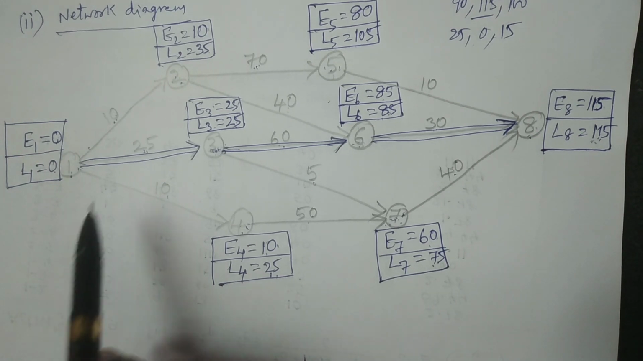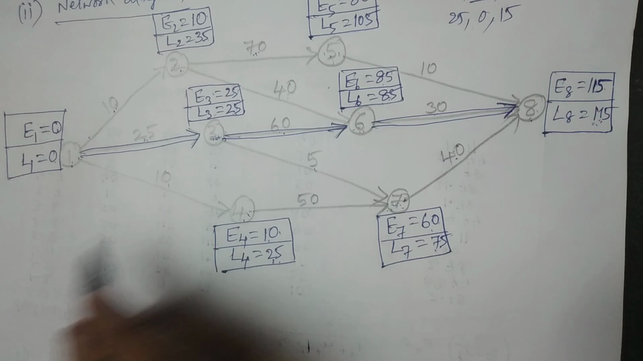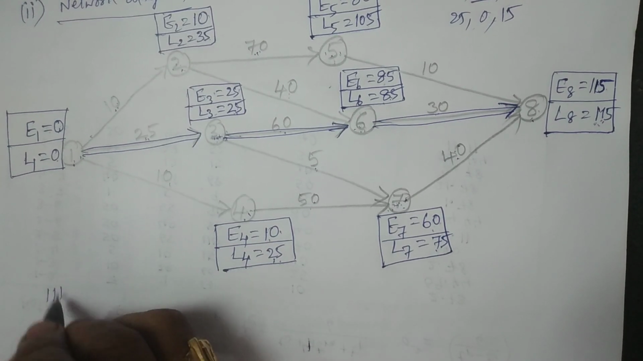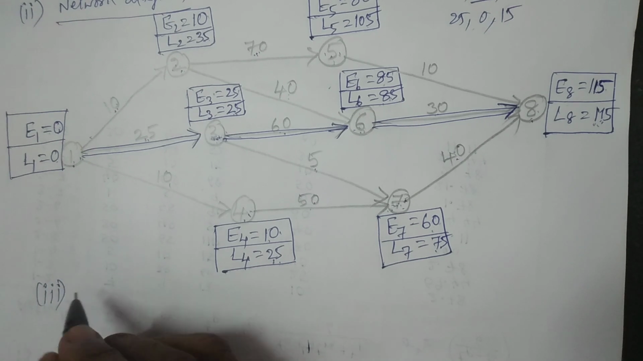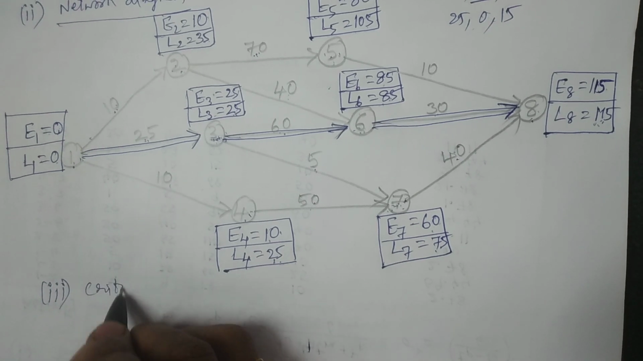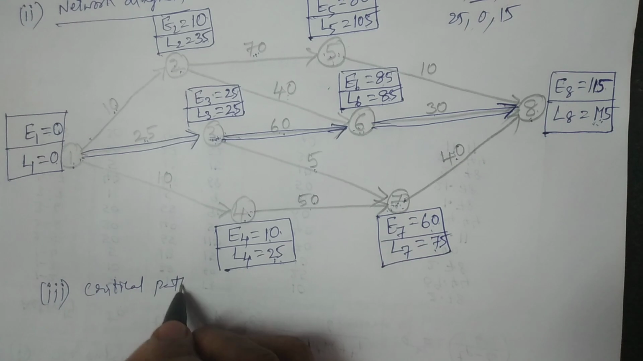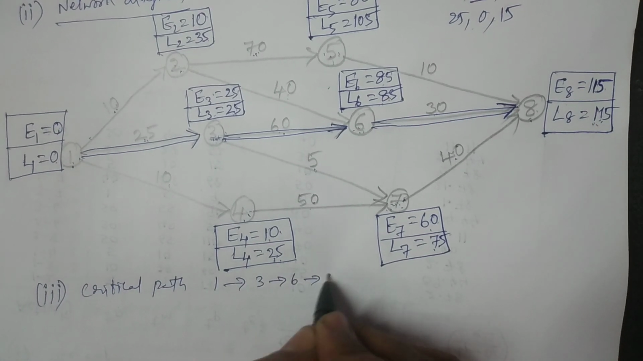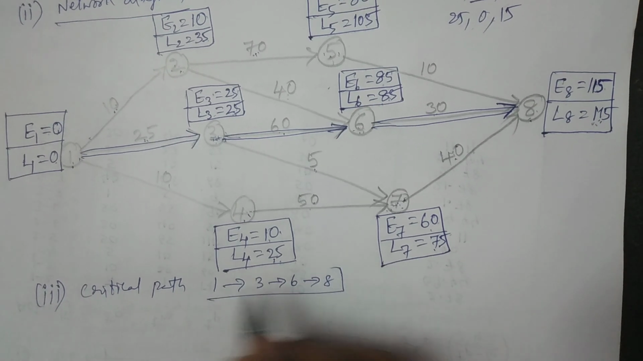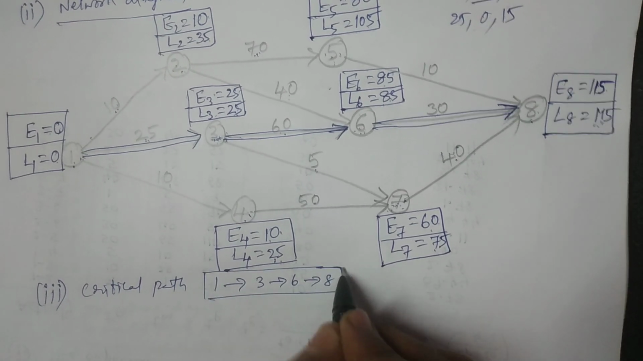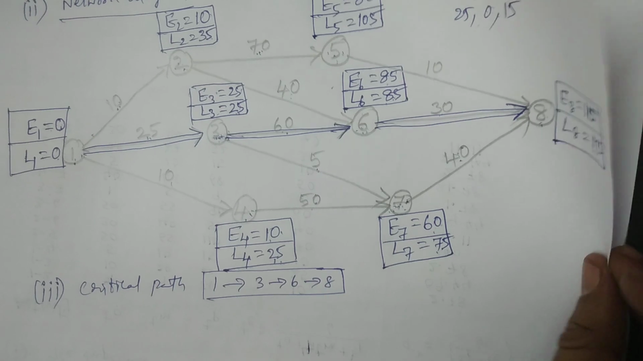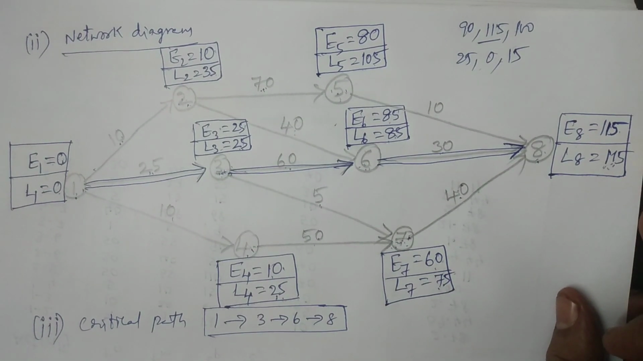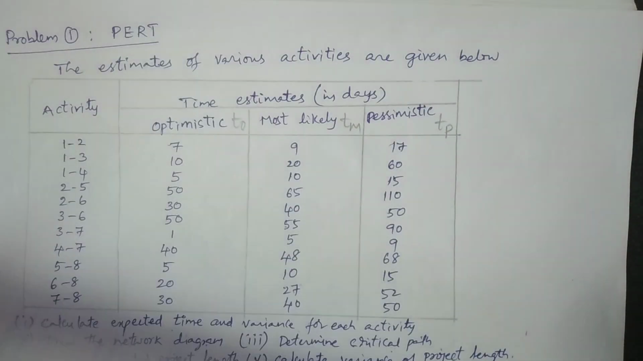So now we can identify the critical path. I am writing the answer for the third question, the critical path. The critical path is 1 to 3, 3 to 6, and 6 to 8. This is the critical path for this particular problem. So we have answered the third question. Both the second and third questions are answered here. Hope you understand. I am moving to the next question.